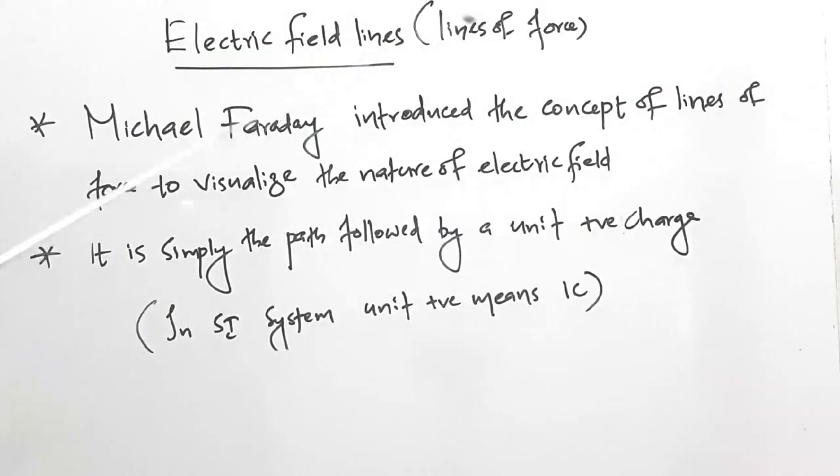Electric field lines or lines of force. This is an imaginary or theoretical concept which was introduced by Michael Faraday to visualize the nature of electric field of a charged particle or a body. It is simply the path followed by a unit positive charge. Whenever you want to draw the electric field lines of a charged body or a particle through a particular point, you have to imagine that a unit positive charge is placed at that point, and then draw the path followed by that unit positive charge. Then you will get the electric field line through that point.